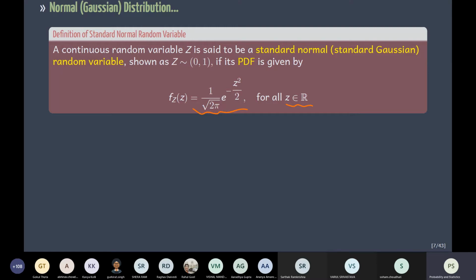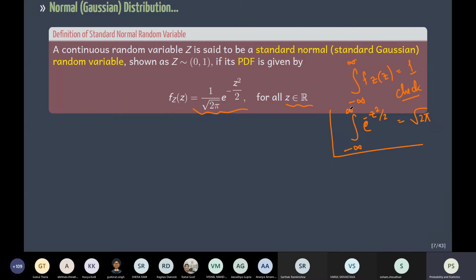Okay. Unlike some of the PDFs we have seen, this is defined over all of R. And one thing we would verify is the integration. In this case, the integral from minus infinity to infinity of f(z) is something we have to check. Okay, so check that this must be equal to 1. In other words, what we have to verify eventually is that the integral from minus infinity to infinity of e to the minus z square by 2 is square root of 2 pi.